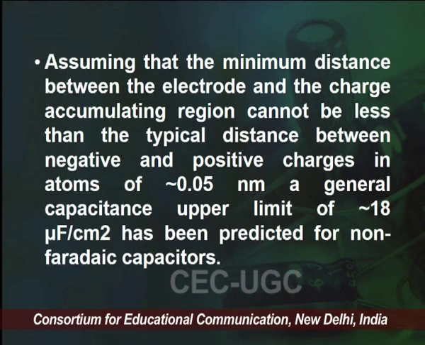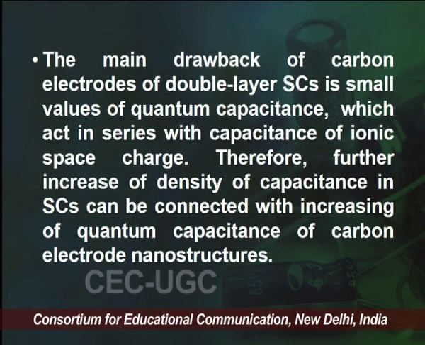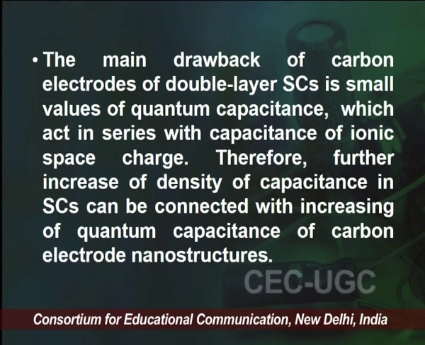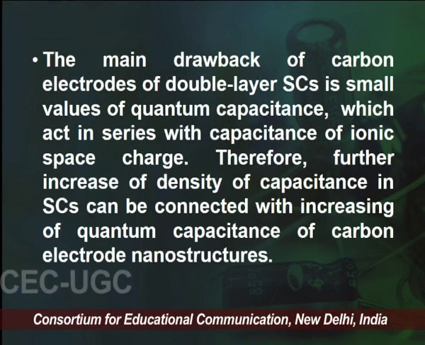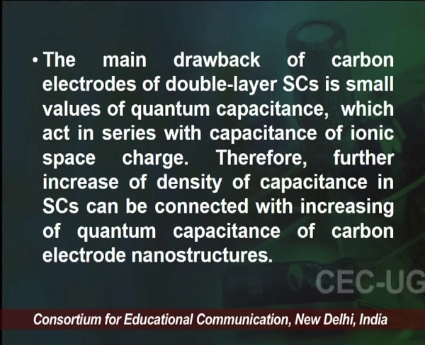non-faradic capacitors. The main drawback of the carbon electrode of the double layer supercapacitor is the small value of the quantum capacitance, which acts as a series capacitance with the capacitance of the ionic space charges. So a further increase in the density of the capacitance in supercapacitors can be connected with increasing the quantum capacitance of the carbon electrode nanostructure. Means if we use carbon, it is necessary to increase the quantum capacitance of the carbon electrode nanostructures.